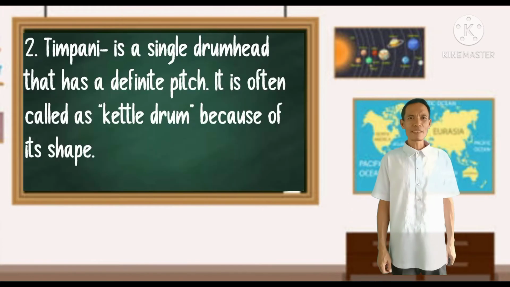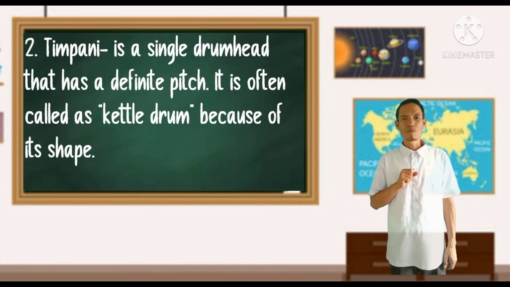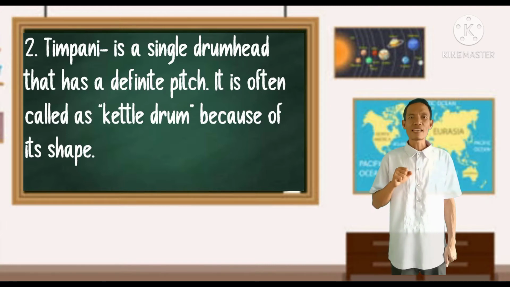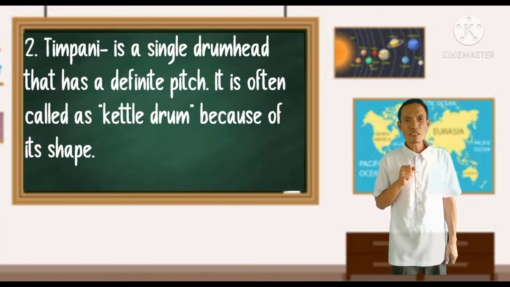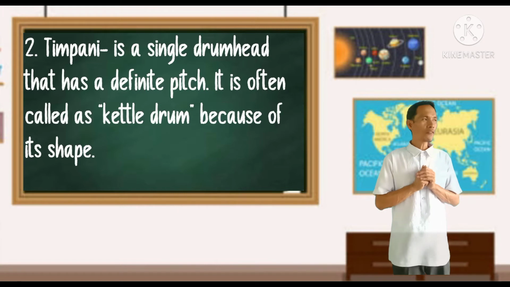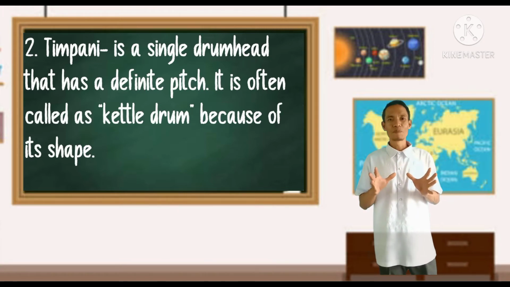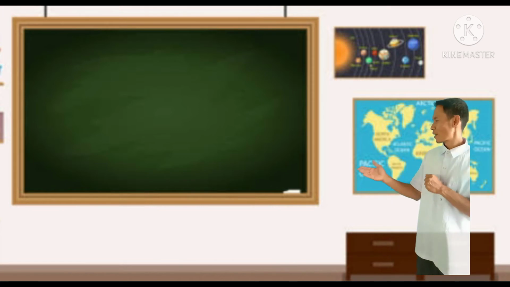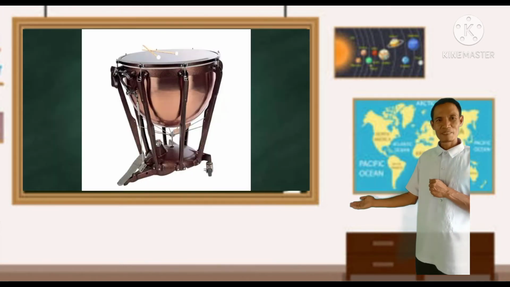Our next instrument is timpani. It is a single drum head that has a definite pitch. It is often called kettle drum because of its shape. Okay, Grade 6, this is timpani.